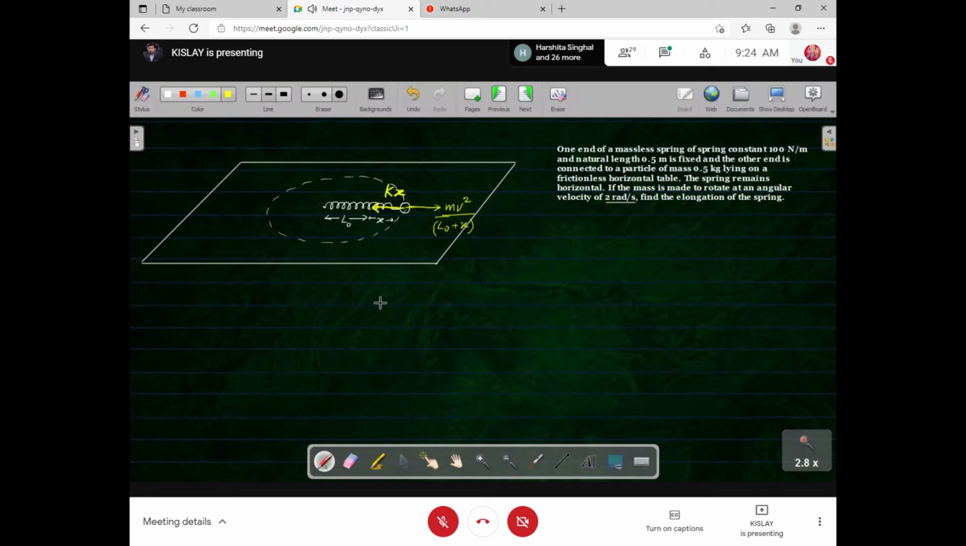Just tell me whether it is clear or not. The situation is that kx is the force exerted by the spring. Force exerted by the spring is kx, where k is the spring constant and x is the elongation.